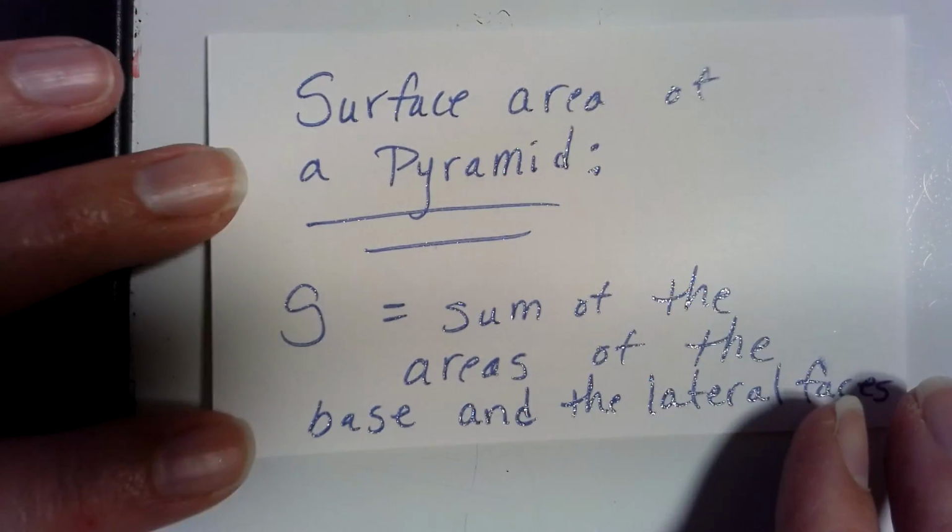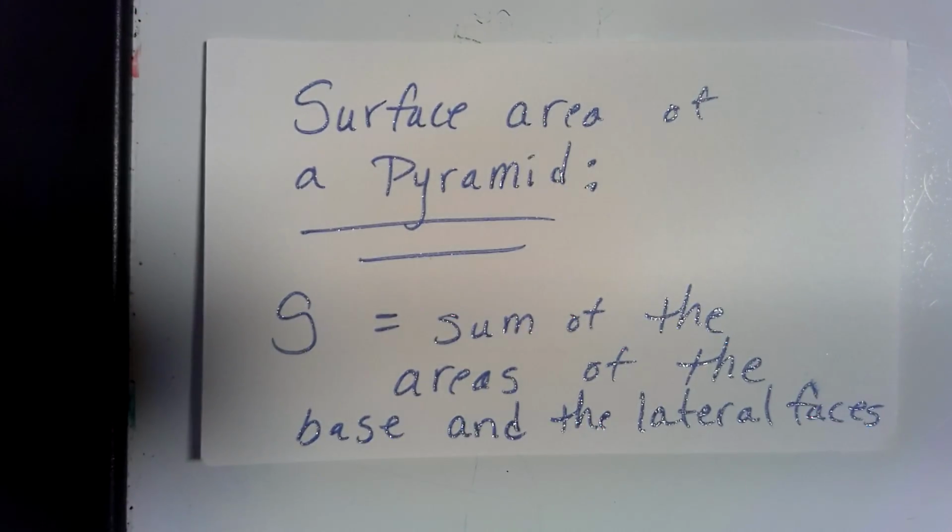Okay, so hopefully you're back. We're talking about surface area of a pyramid. The surface area of a pyramid is just the sum of the areas of the base. So imagine a pyramid sitting on its bottom. That's the base. And then the sides that come up, those are the lateral faces.